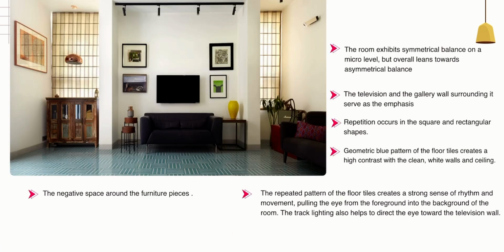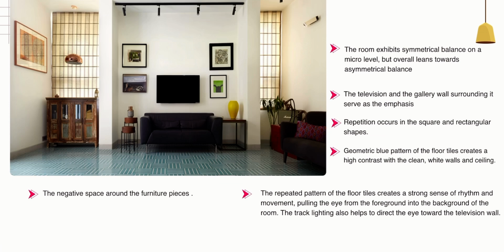However, the larger, heavier antique wooden cabinet on the left wall is balanced by a combination of the sofa and the plant in the red planter on the right, which together create a similar visual weight, giving the room an overall asymmetrical balance. The television and the gallery wall surrounding it serve as an emphasis. Repetition occurs in the squares and rectangular shapes.